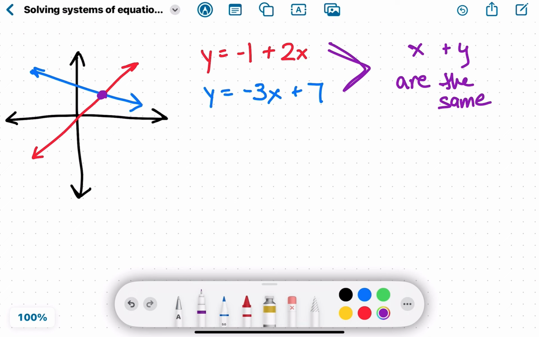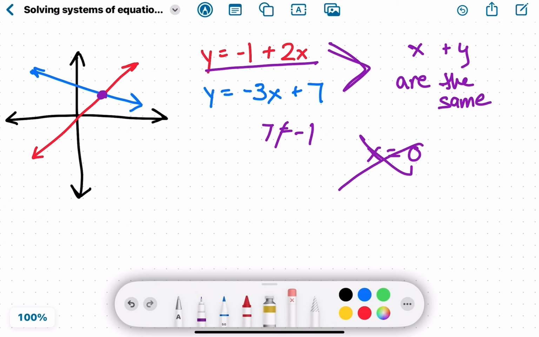Let's say we were to plug in 0. Negative 3 times 0 is 0, plus 7 would be 7. And then 2 times 0 for this top one would be 0, plus negative 1, which would be negative 1. 7 and negative 1 are not equal. So, for example, x equals 0 is not a solution. The x equals 0 does not have a purple point on it.